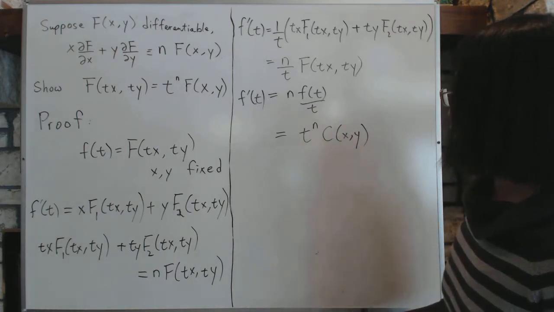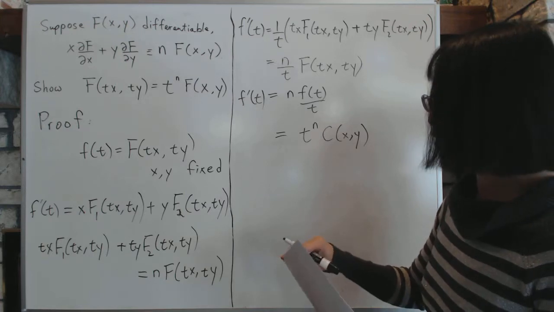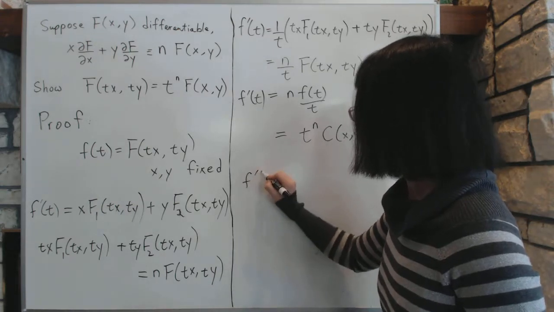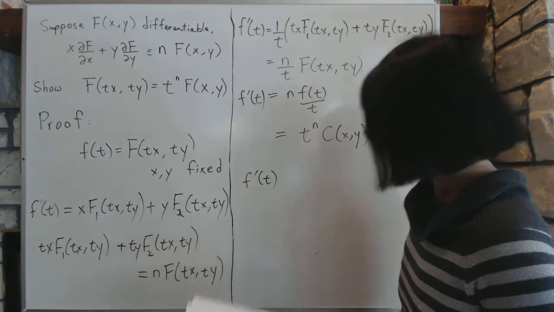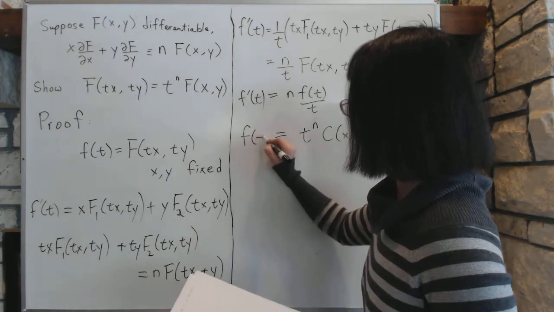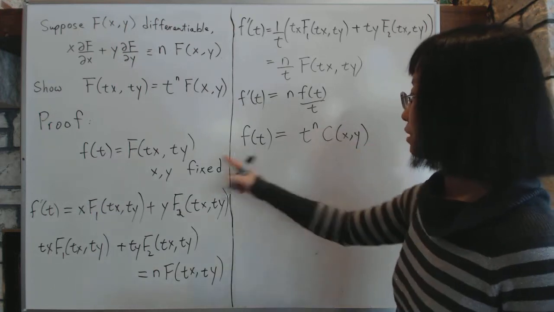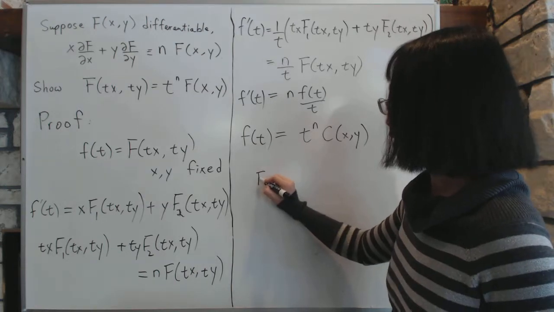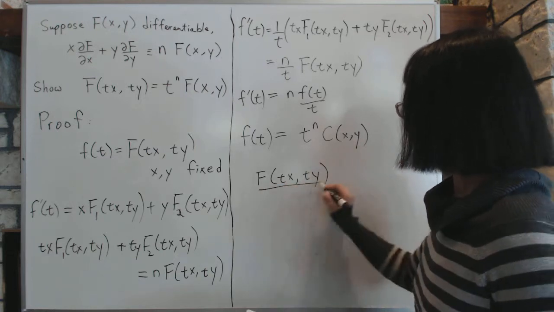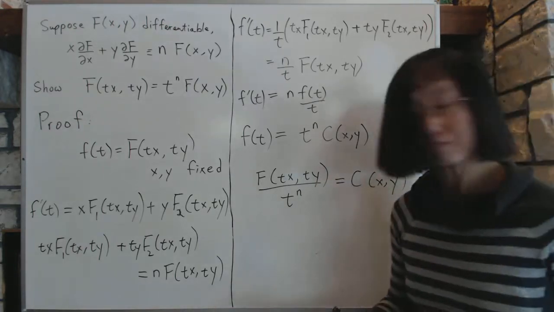So I should write this down clearly. F(t) after solving the differential equation is t to the power n times some constant. And F(t), of course, is f(tx,ty). So substituting this back, we get f(tx,ty) divided by t to the power n is equal to a certain constant that depends on x and y.